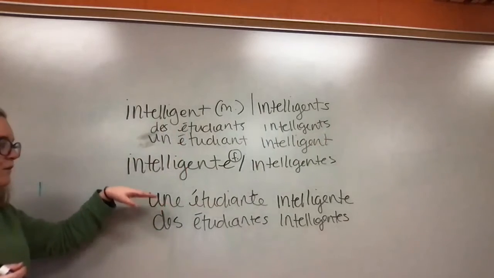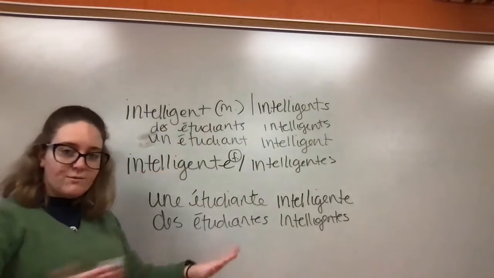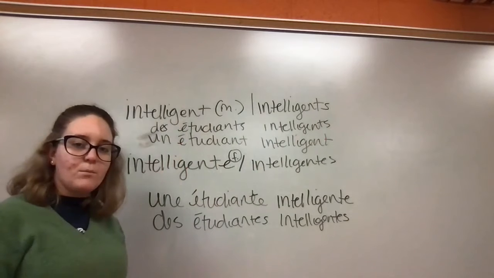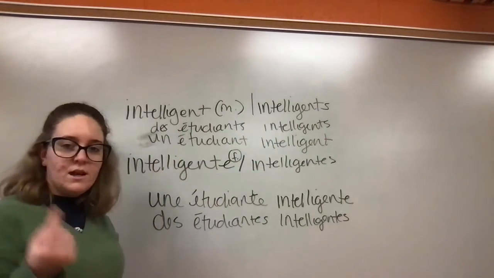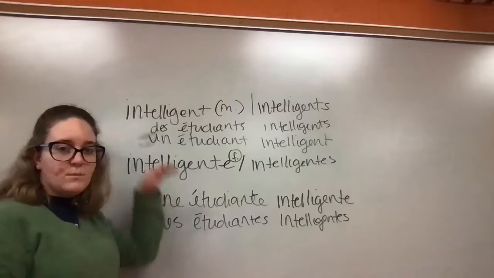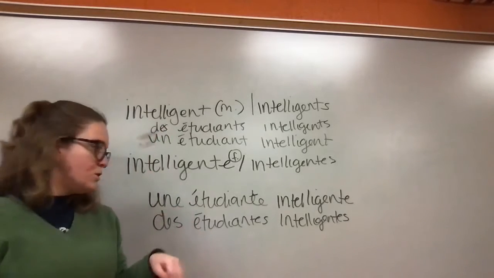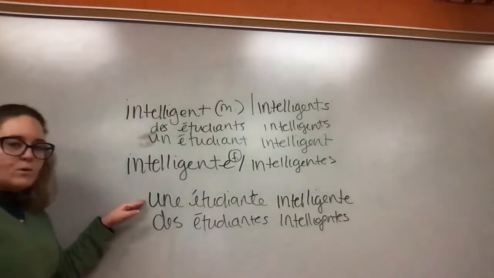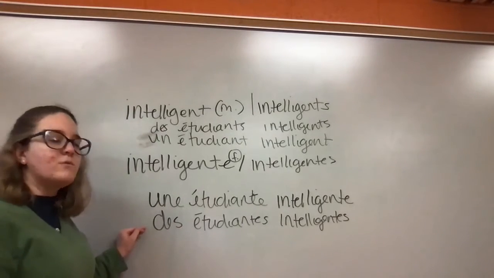In the case of feminine students, and in this case, we're talking about a group of strictly feminine students, because as we talked about previously, if there's even one masculine object or person in a group, then we would just strictly use the masculine form. But here we're talking about only a group of female students. So we're going from one intelligent female student to some intelligent female students.